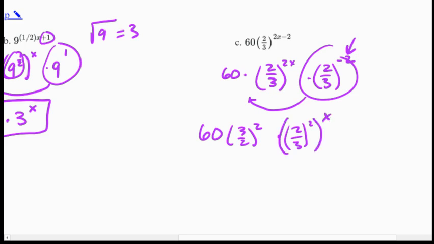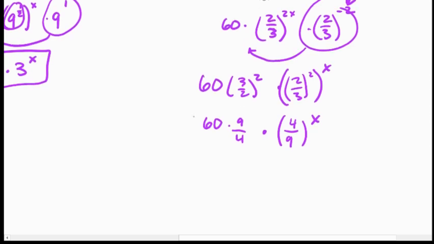Now I got to simplify some more things here. So I got 60 times 9 over 4, times 2/3 squared, which is 4 over 9. This is multiplication. And so I have my b value.